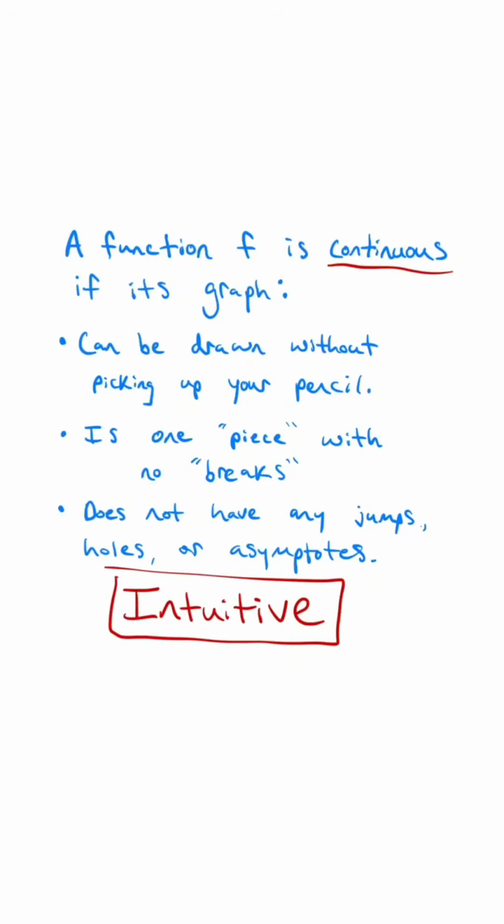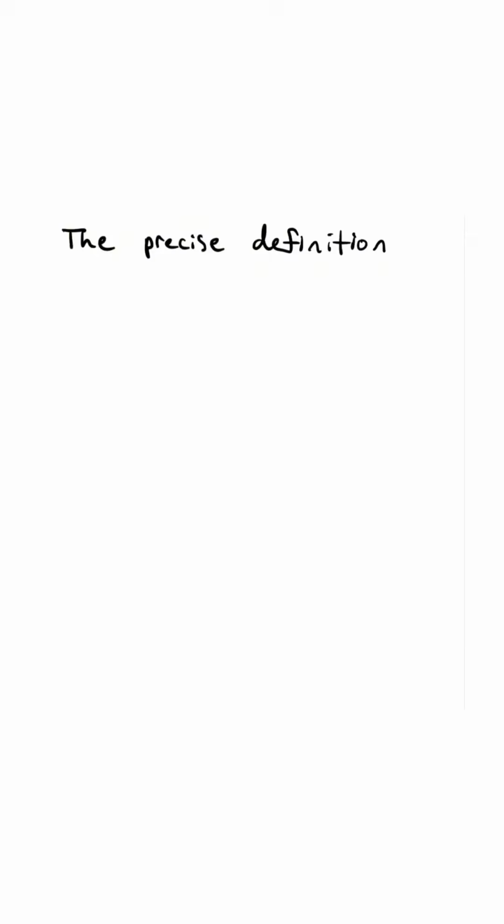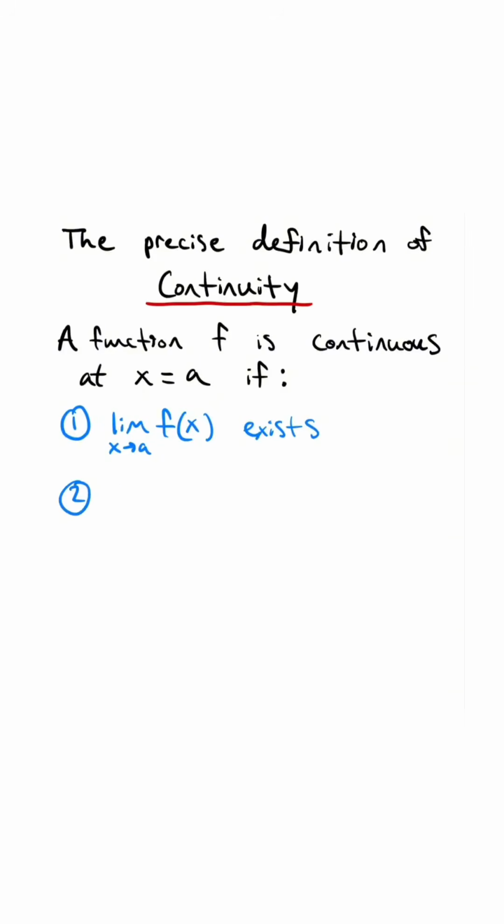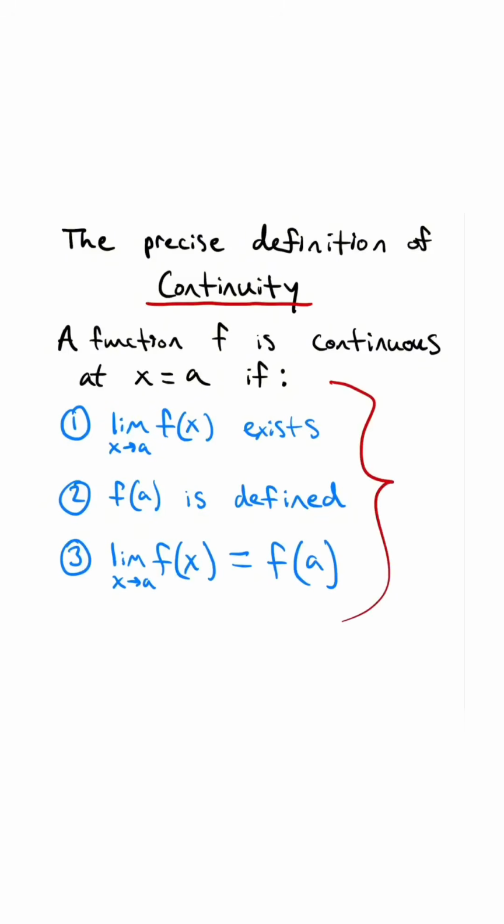However, in calculus and beyond, we really want a formal definition that we could work with. So here it is. A function is continuous at x equals a if the limit as x approaches a exists, the function is defined at a, and these two values equal each other. Now let's practice by determining whether each of the following functions is continuous at x equals 1 and justifying our answer using the limit-based definition of continuity.